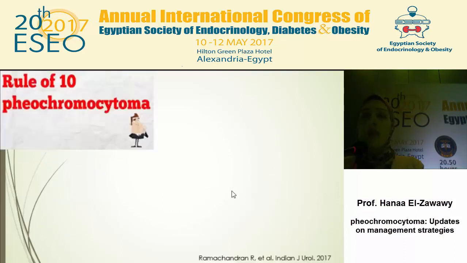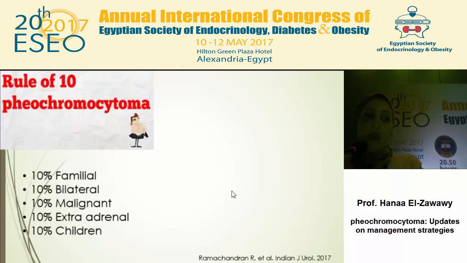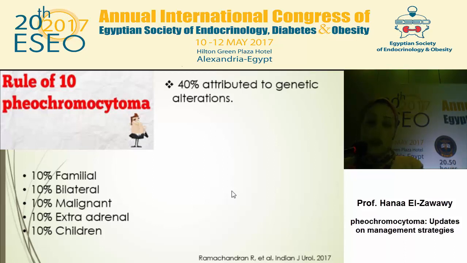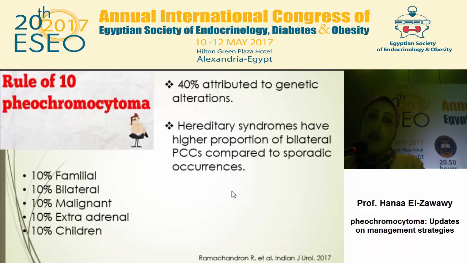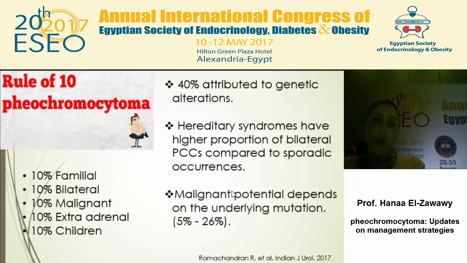Pheochromocytoma is called the 10% tumor due to the classic association of being 10% familial, bilateral, malignant, extraadrenal, and in children. However, this is no longer true, as up to 40% of the cases are attributed to genetic alterations. Moreover, hereditary syndromes have a higher proportion of bilateral pheochromocytomas compared to sporadic occurrences. Also, malignant potential depends on the underlying mutation, and various reports estimated rates of malignancy up to 26%.